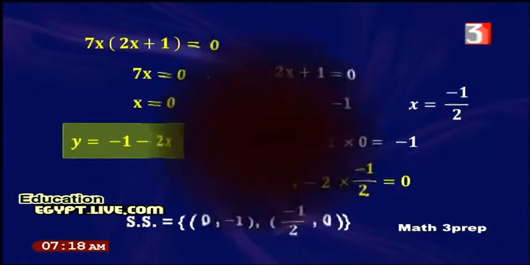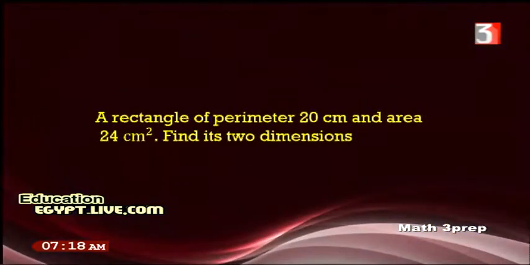Let us have another example. A story problem which says that a rectangle has a perimeter of 20 centimeters and an area of 24 centimeters squared. Find its two dimensions. Here the given is a rectangle, its perimeter is 20 and its area is 24. And I want you to find its two dimensions. What are the two dimensions of the rectangle? They are the length and the width.